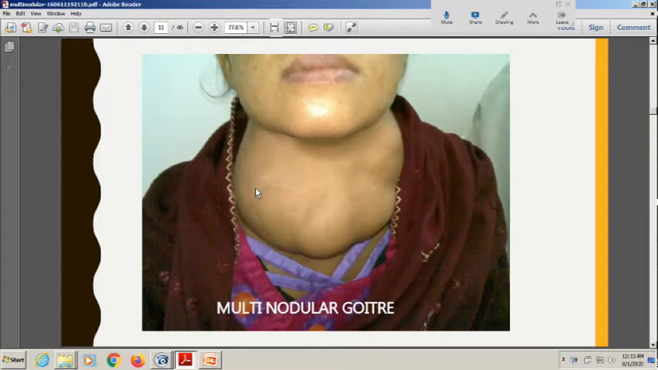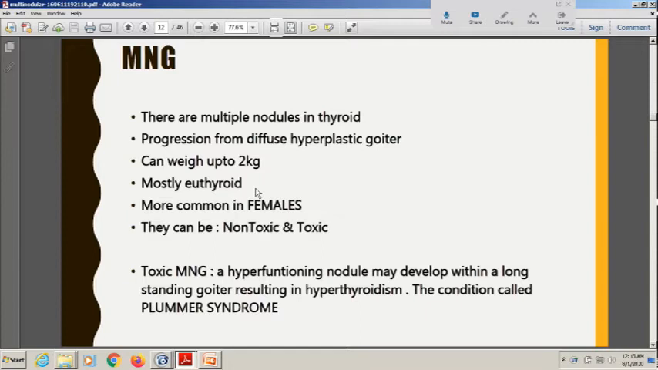Now today we will discuss MNG. So MNG, the name implies multiple nodules in the thyroid. It is slowly progressive with a history of many years. Progression is very obvious. It starts from diffuse hyperplastic and goes to MNG. Now it can grow up to 2 kg. Mostly it is euthyroid, and all thyroid diseases are mostly common in females. MNG is the most common. Now MNG can be toxic or non-toxic both.